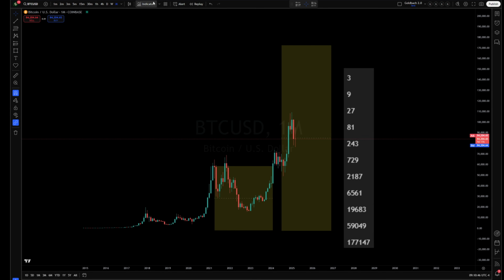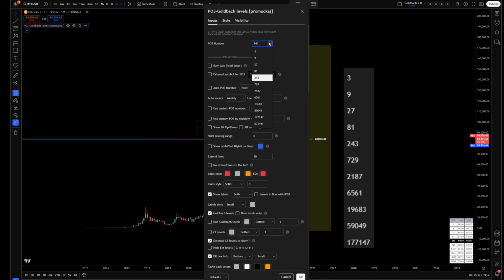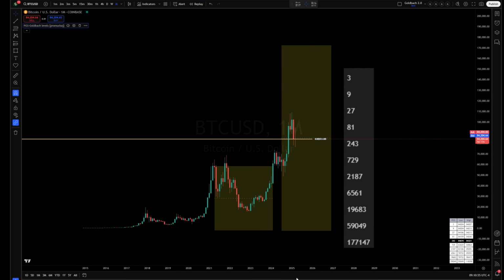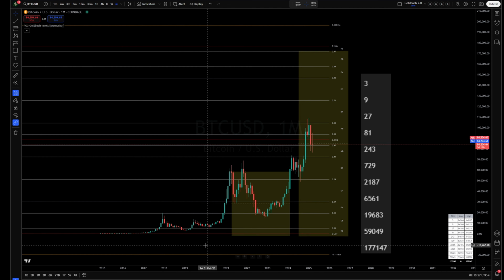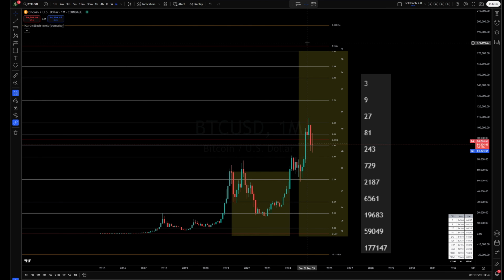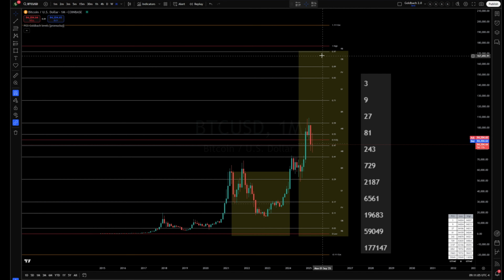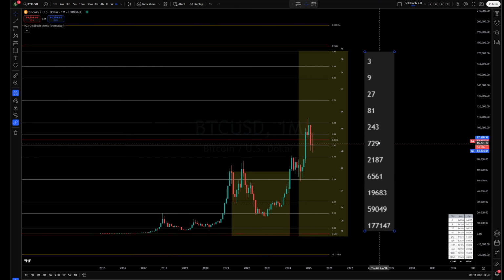Let me show you what this looks like in a traditional Goldbach dealing range. The low is 0, and our long-term target for this dealing range is 177,000. But we don't have a straight line up. We have these intermediary dealing ranges. Now, how do you know what the intermediate high of the dealing range is? This is the mathematics I will share with you today.